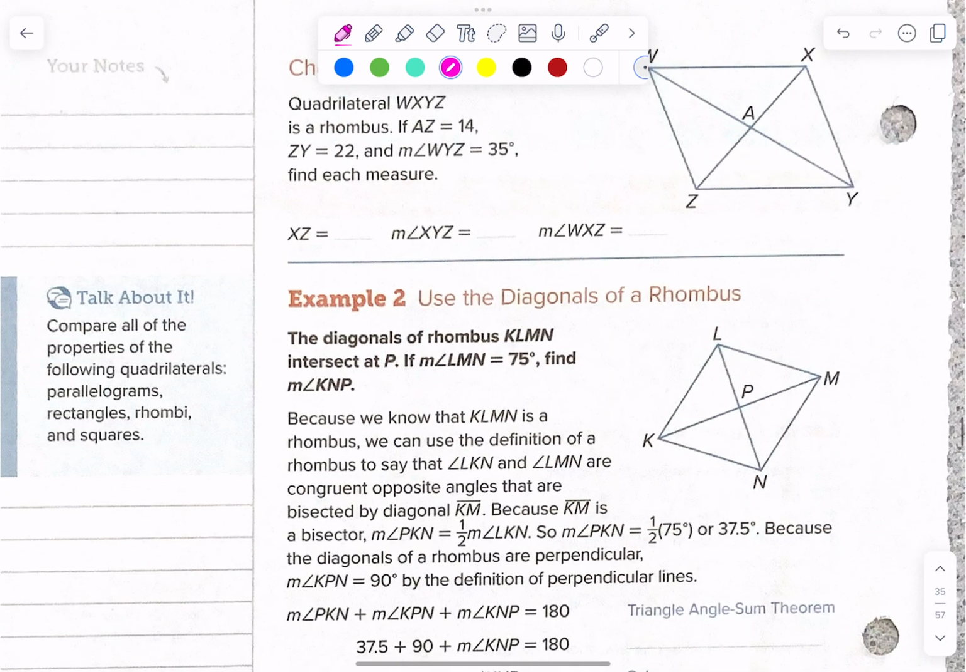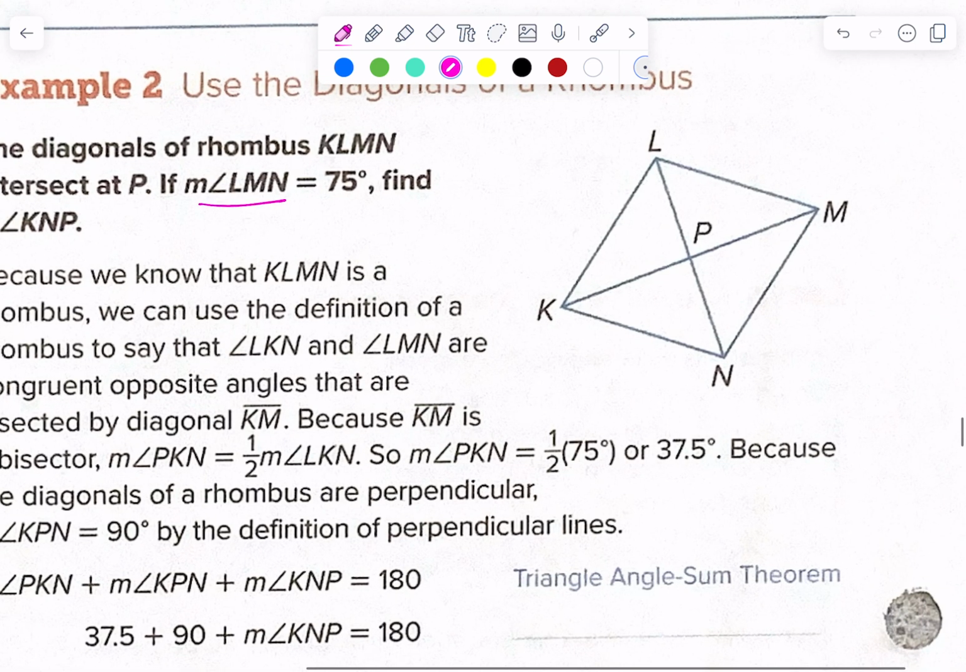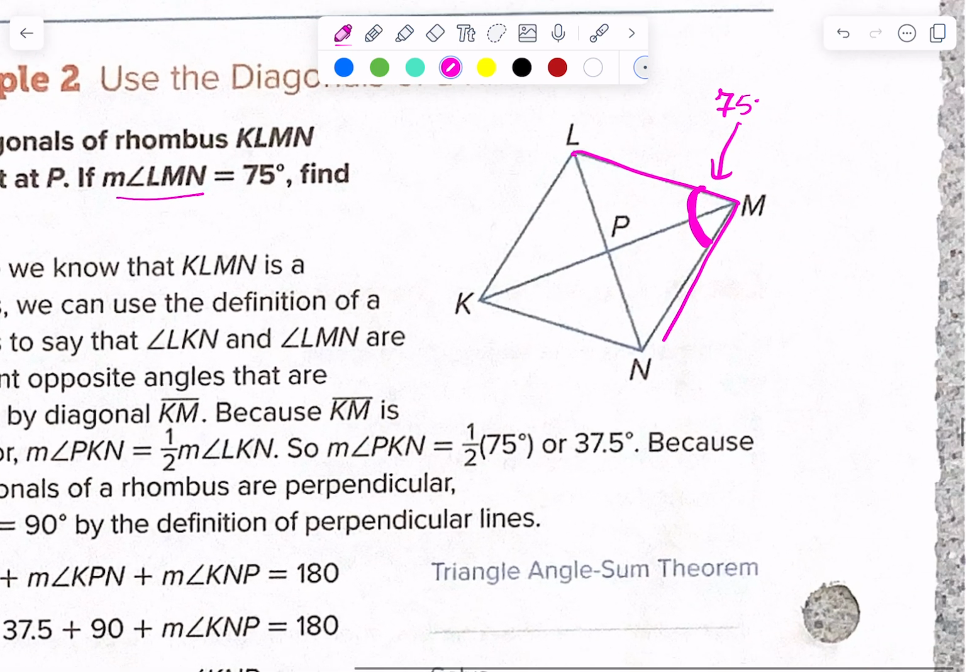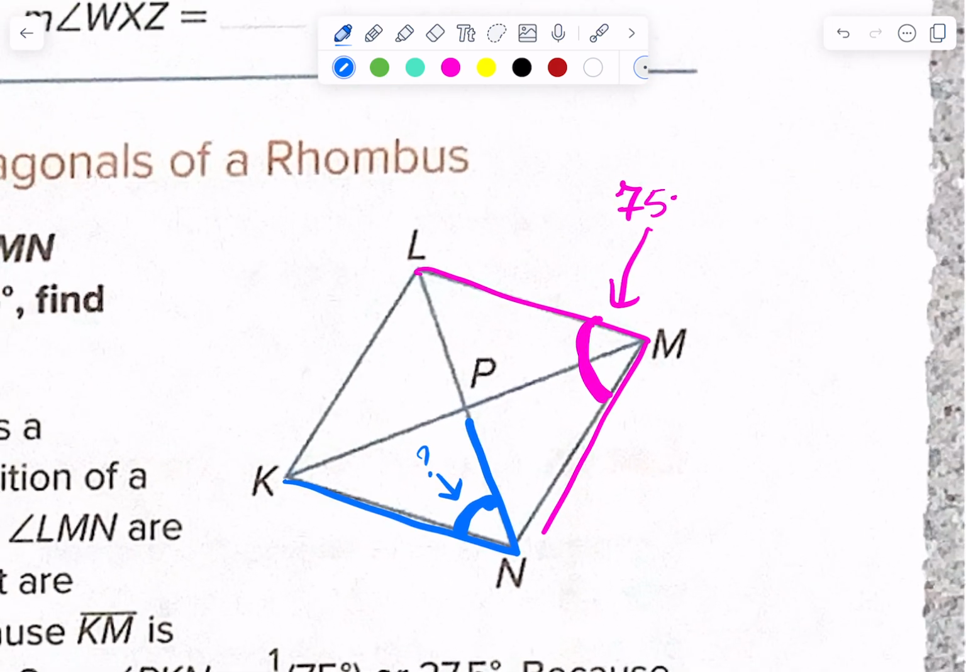All right, example 2. Now we're doing angles. This was a little bit trickier. Angle LMN, this whole top angle right here, is 75 degrees. They want us to find KNP. This angle, which is half of this bottom one right here, is what we don't know. We know the top one, the whole thing, is 75.